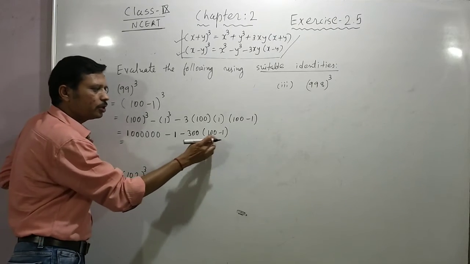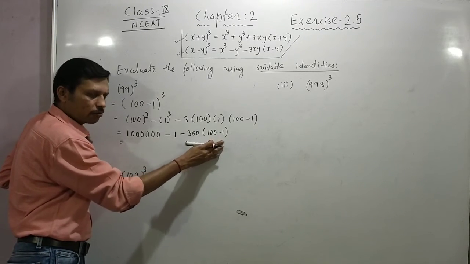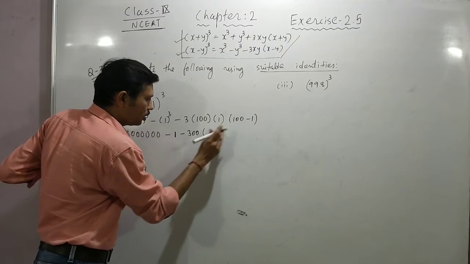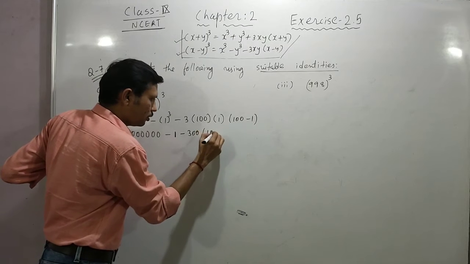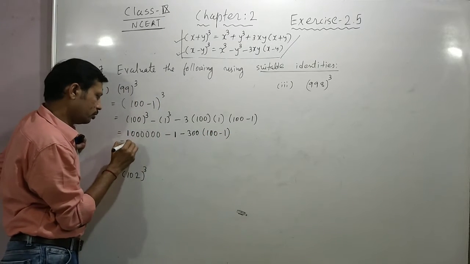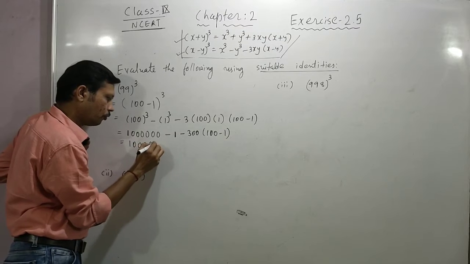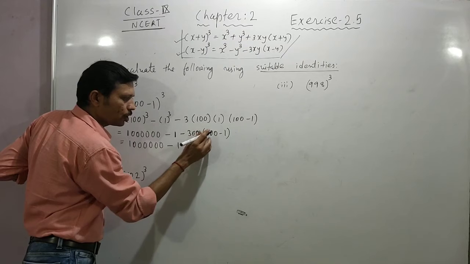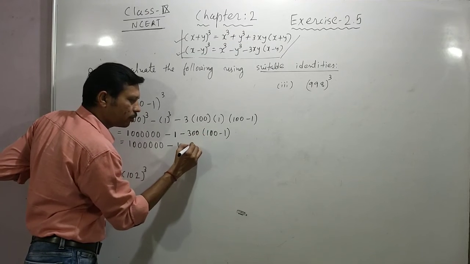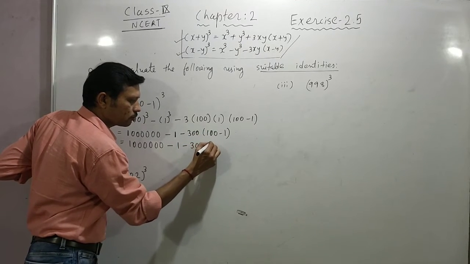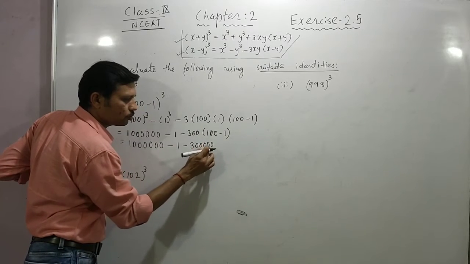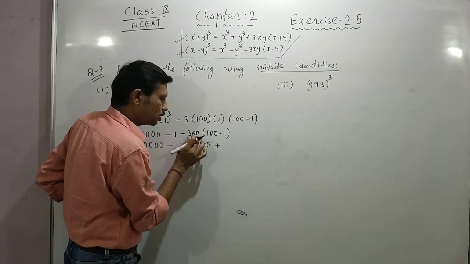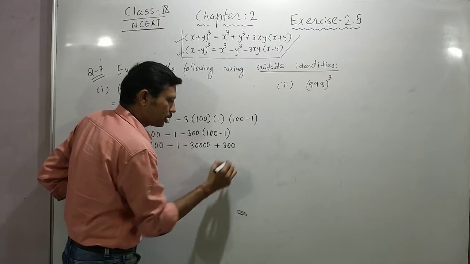Okay? Now 100 minus 1 you can make it 99 if your simplification becomes easy. Otherwise you can do it directly also. But right now, we will keep them separate. That will be a good option. 1, 2, 3, 4, 5, 6 minus 1. 300 multiplied with 100, so minus 300 multiplied by 100 will be 30,000. Okay, 30,000. Now plus 300 into 1, that is 300.